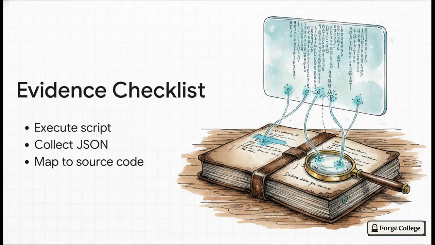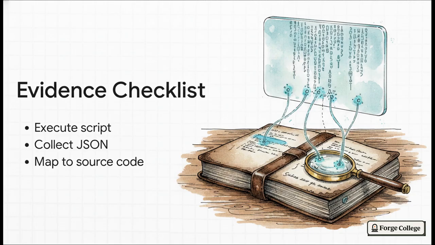So here's your checklist to build an airtight case. First, execute the replay script. Next, collect that JSON transaction trace. And here comes the magic part. Map those trace frames directly back to your original annotated source code lines.